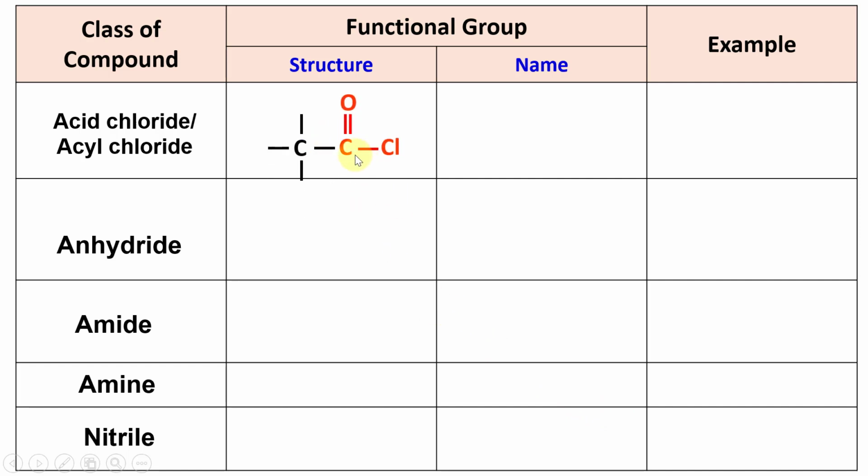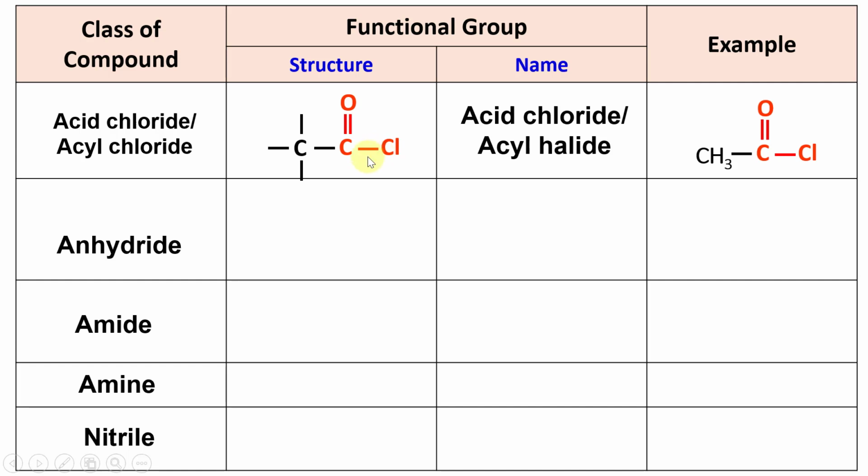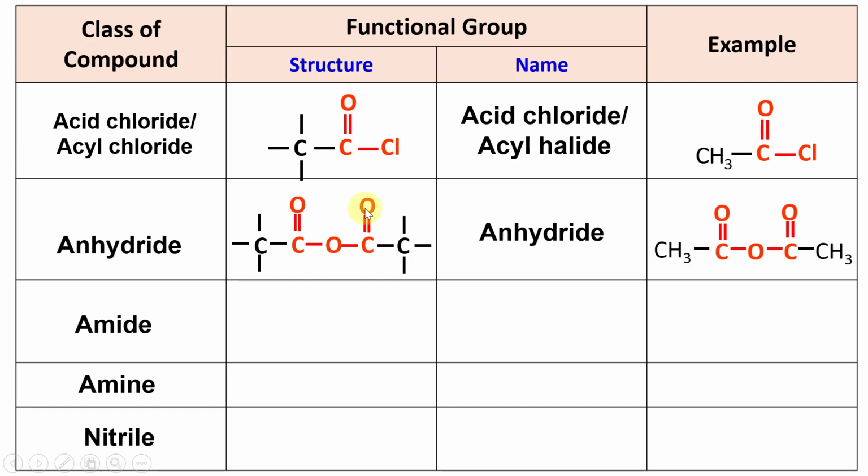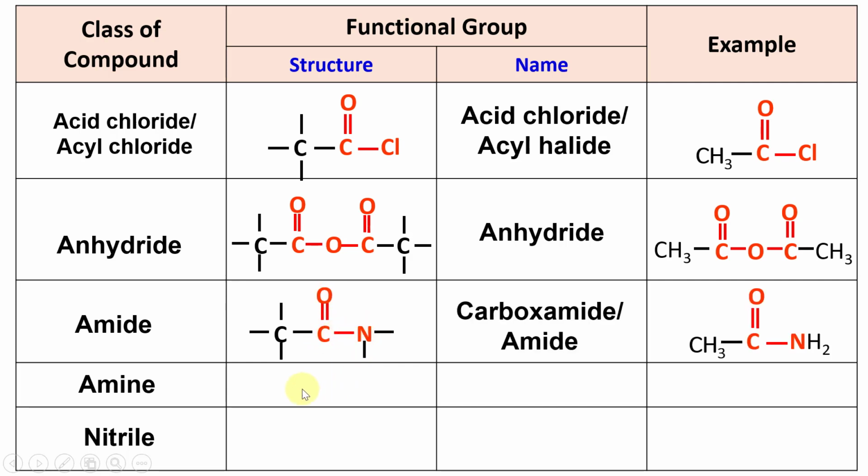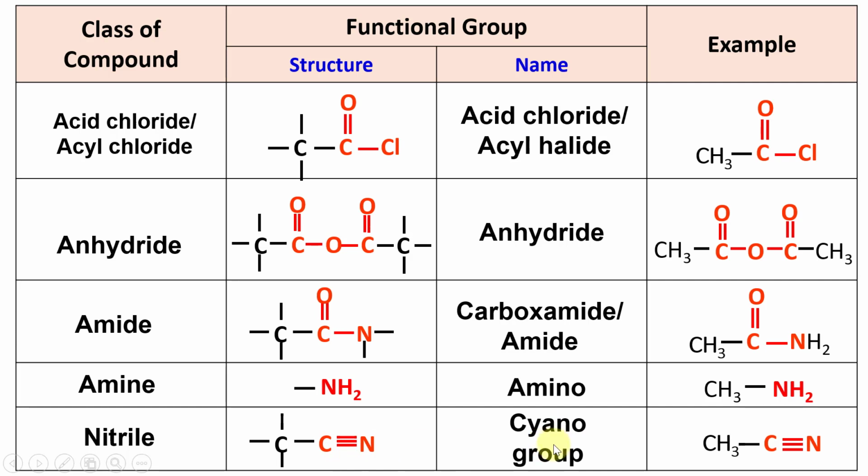A group with C(=O)Cl is called an acid chloride. An anhydride consists of the C(=O)-O-C(=O) group, while an amide consists of the C(=O)N group. An amine consists of the NH2 group, and it is called the amino group, while the nitrile consists of C≡N, which is called the cyano group.